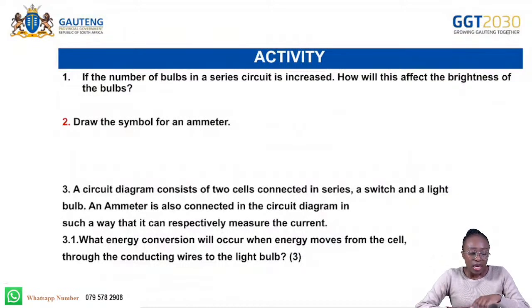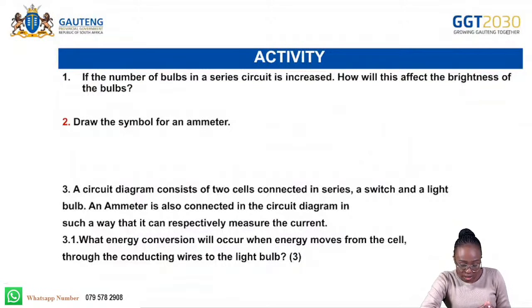Number one, if the number of bulbs in a series circuit is increased, how will this affect the brightness of the bulbs? Number two, draw the symbol of an ammeter. Number three, a circuit diagram consists of two cells connected in series, a switch and a light bulb. An ammeter is also connected in the circuit diagram in such a way that it can measure current. 3.1. What energy conversion will occur when energy moves from the cell through the conducting wires to the light bulb?